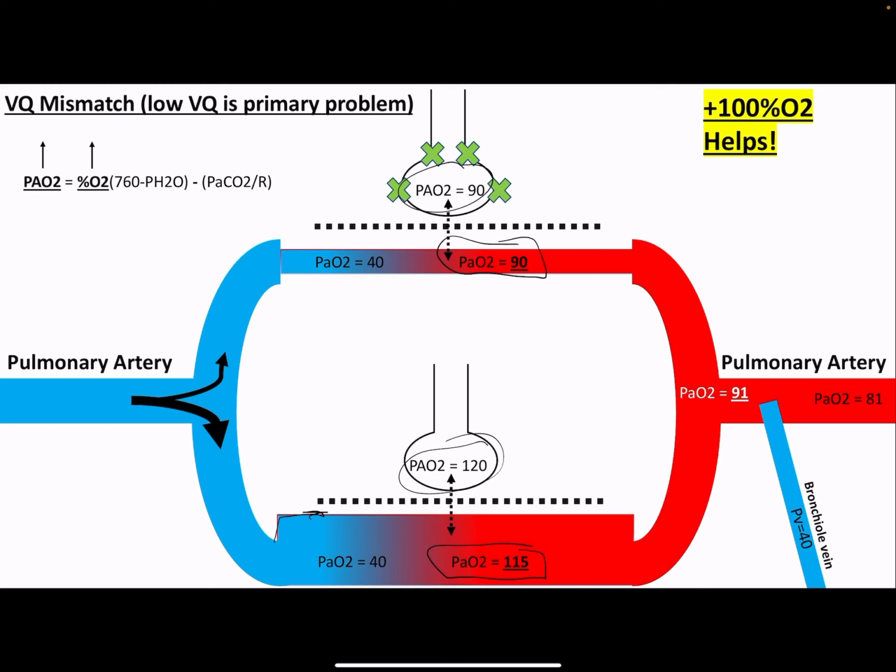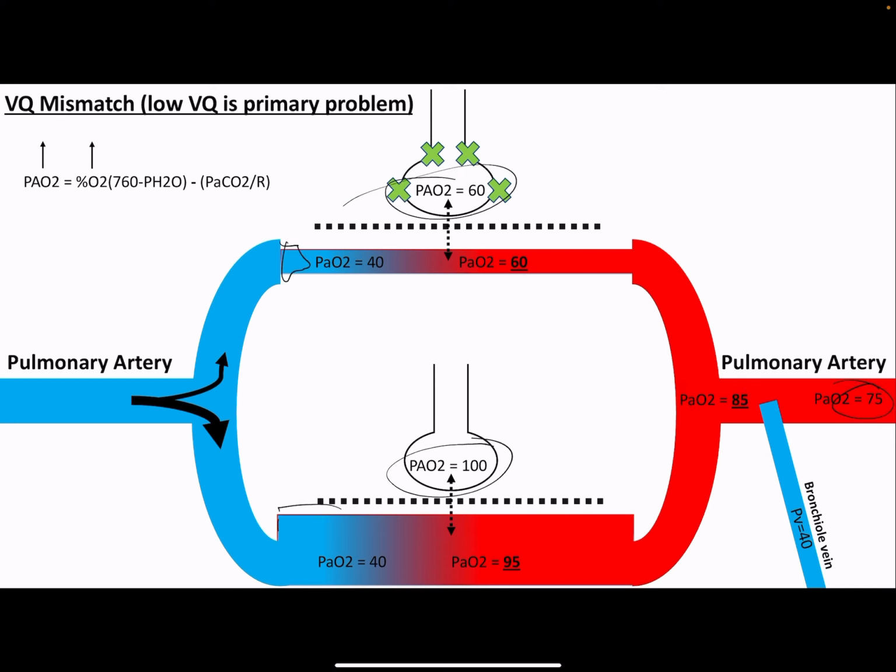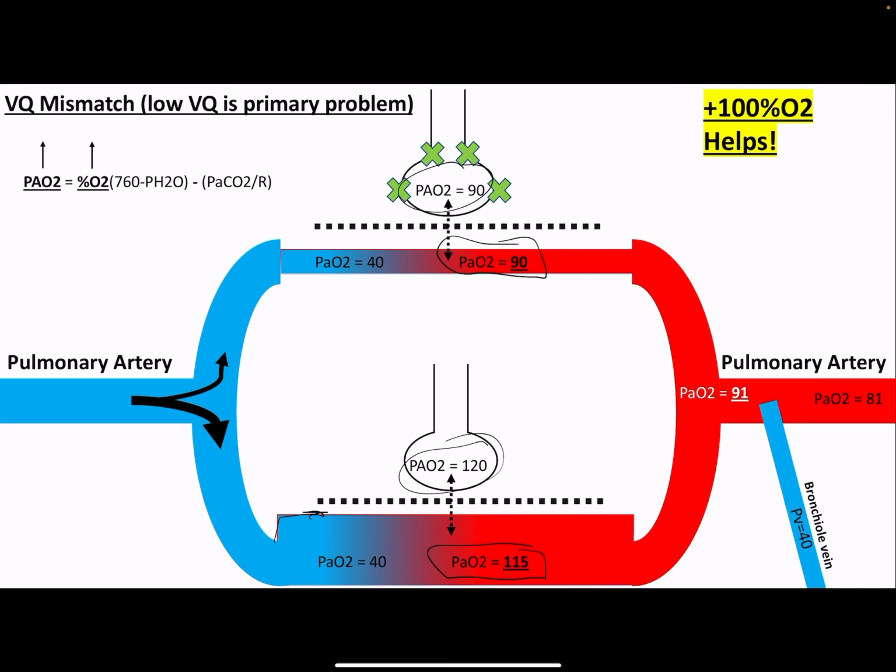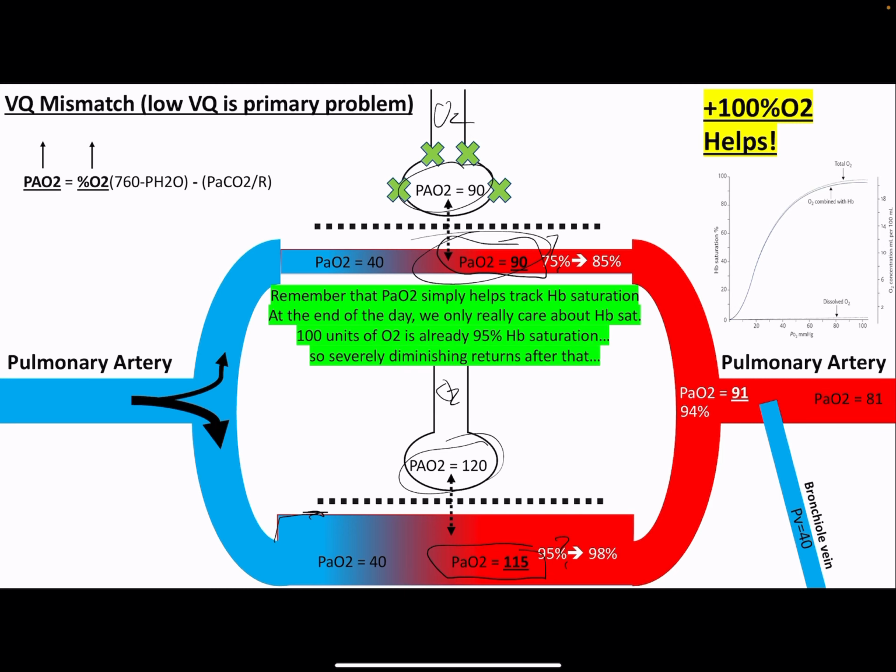Now, notice these values, 85 to 91, they increased. It did get better, but where was the increase? Does this help as much as this one helped? And the answer is no. The top one, the extra oxygen coming in here, was much more important than the extra oxygen coming in here. Why? Remember that PO2 is simply an indirect tracker of hemoglobin saturation. And at the end of the day, dissolved O2, which is what contributes to the pressure, is a really teeny tiny amount of the total O2. Most of the O2 has to do with the hemoglobin.